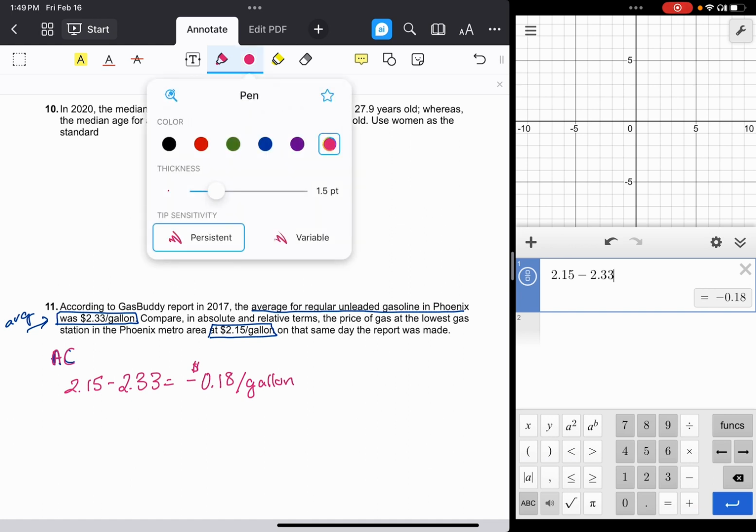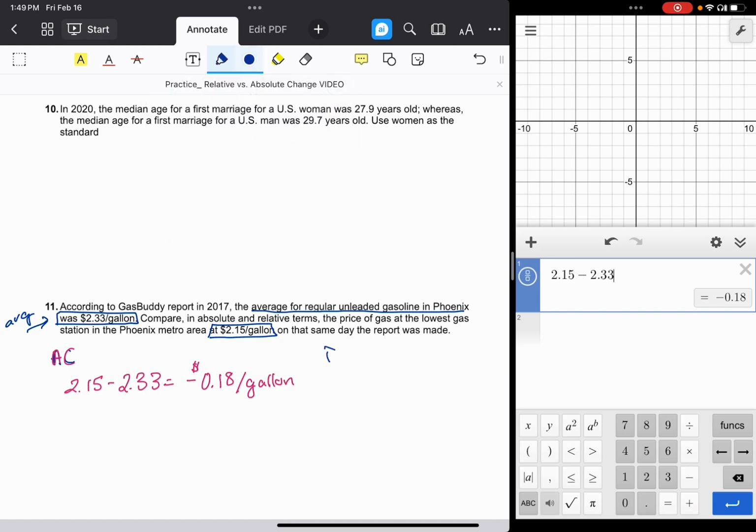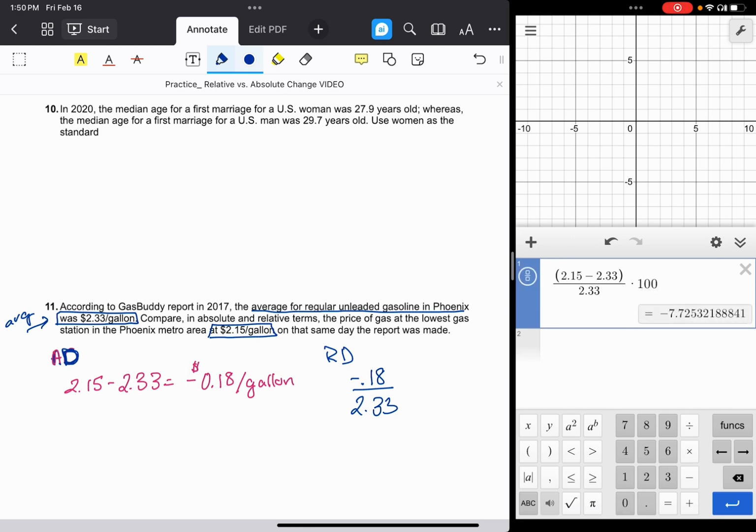And then if we focus on our relative, that's relative difference. Sorry about that. That should be a difference over here, not a change. I would take that negative 18 cents and I would divide it by that average gas cost, which is $2.33. So divided by 233. And I'll times that by 100 to get my percent, and I find that negative 7.7%.